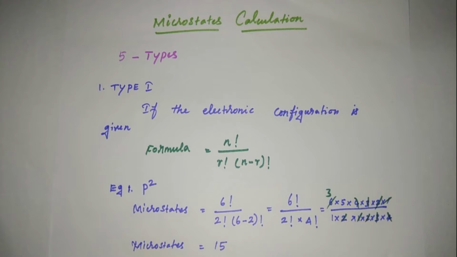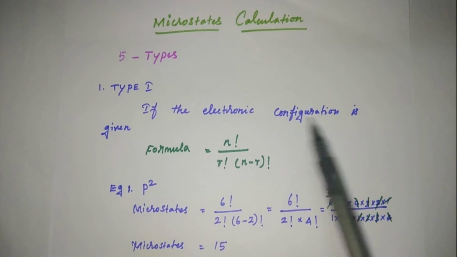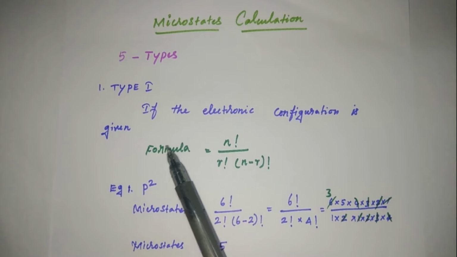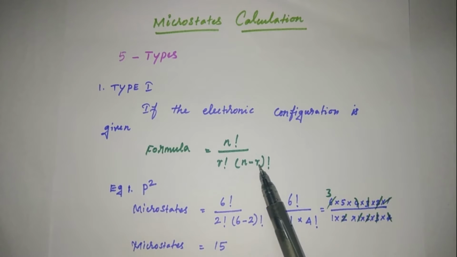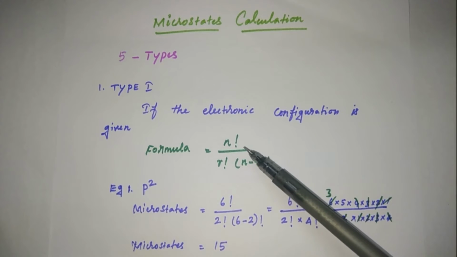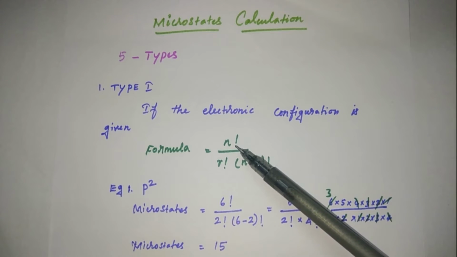Today in this video we are going to discuss how to calculate the microstates. There are 5 different methods to calculate the total number of microstates. Type 1, if the electronic configuration is given. In a simple way, the formula is n factorial upon r factorial into (n minus r) factorial. The value of n is the total number of electrons in the orbital.